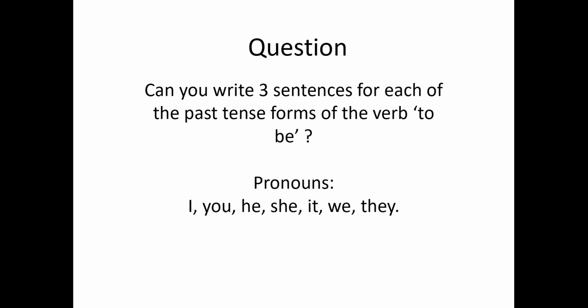Let's move on to a question. The question I'll ask you is, can you write 3 sentences for each of the past tense forms of the verb to be? What I mean by each form is, for each pronoun, can you write its past tense form? Can you write 3 sentences for each pronoun in the past tense form of the verb to be? So for example, I was something, he was something, we were something, they were something. I hope you can. Good luck. I'll give you a few seconds to pause the video.